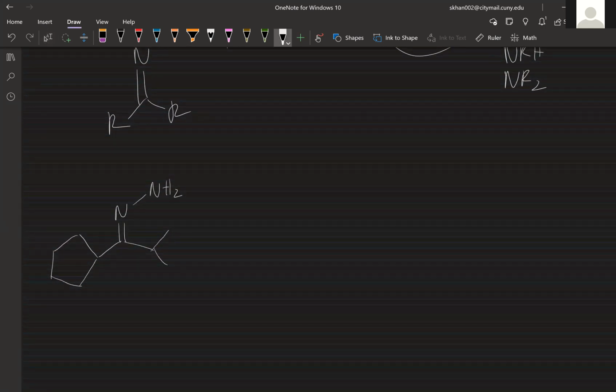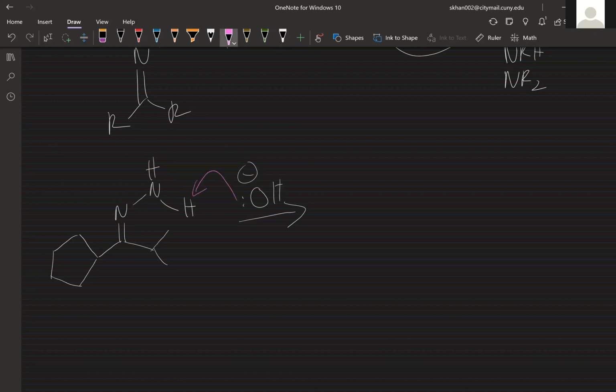Let's start off this mechanism. So anyways, OH minus, KOH, whatever. I guess we'll just write OH minus just to be clear. I need to take off one of these protons right now. It's going to come and grab this. I could just do this in one step, but let me just show this first.